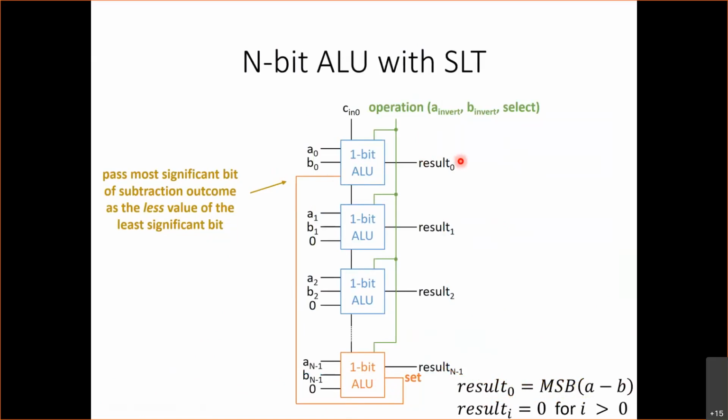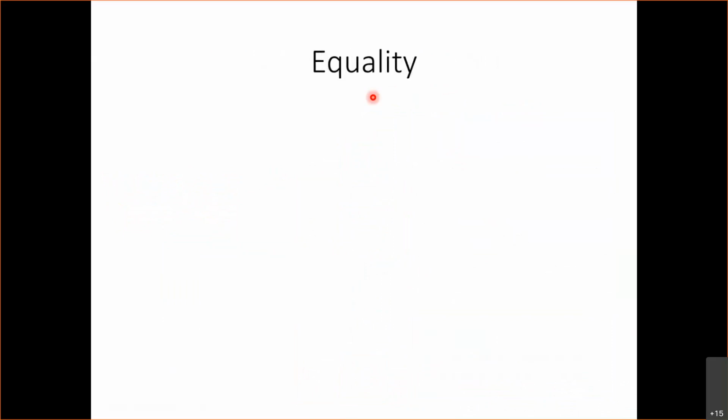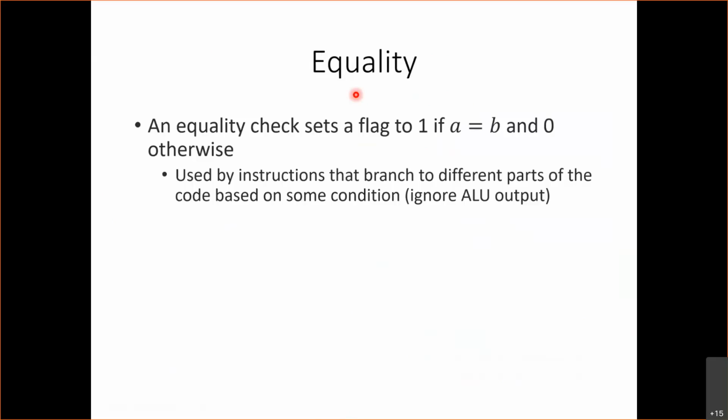Okay, if there are no other questions, then let's get started with today's material. So today we're going to continue talking about building an ALU. So one more operation we want to look at is equality. So we've seen how to do AND and OR, NAND and NOR. We've seen how to add, we've seen how to subtract, and we've seen how to compare if something is less than something. What's left is to be able to compare if something is equal to something.